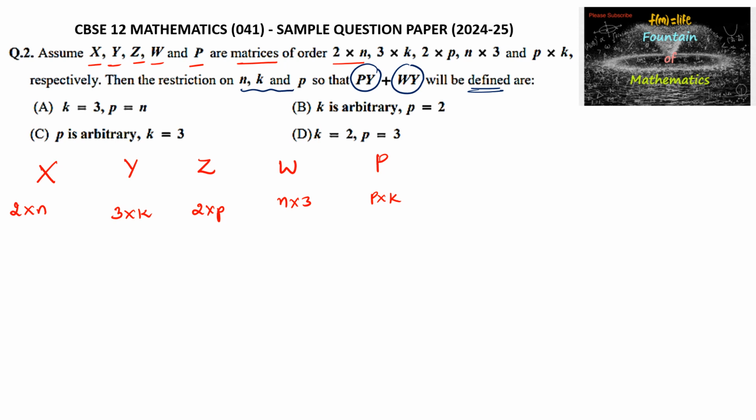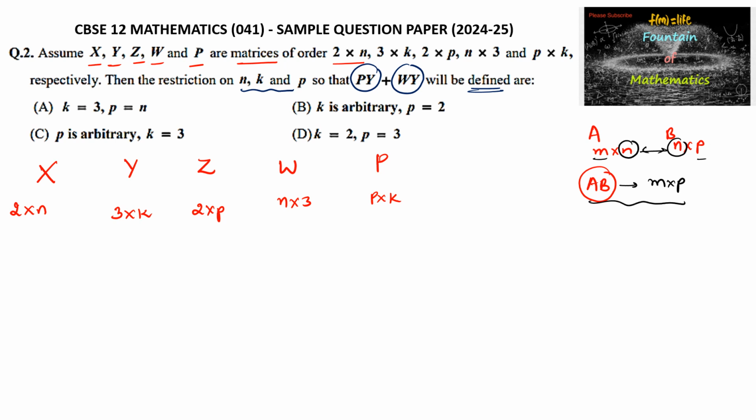So we know that if A is a matrix of order m by n and B is a matrix with order n by p, then the multiplication of these two matrices AB is defined only when the number of columns in the first matrix is equal to the number of rows in the second matrix, and the order of the matrix AB is m by p. So these are the conditions for AB to be defined for multiplication.